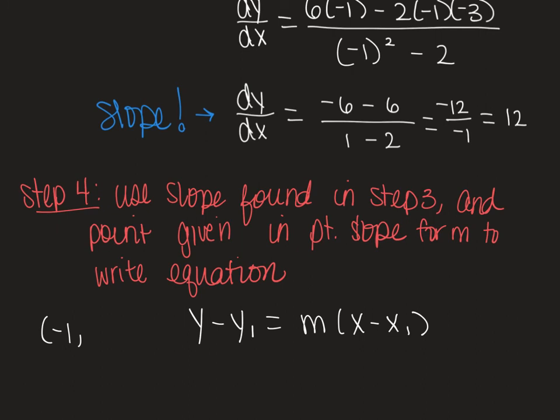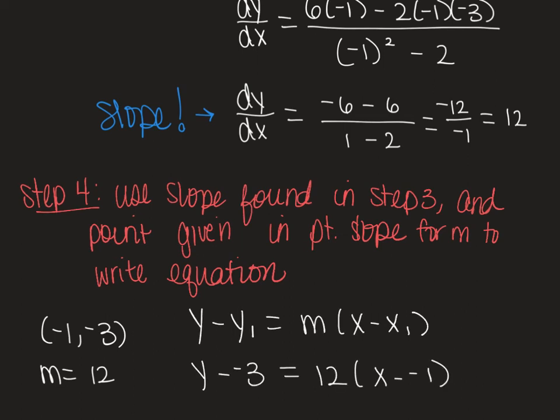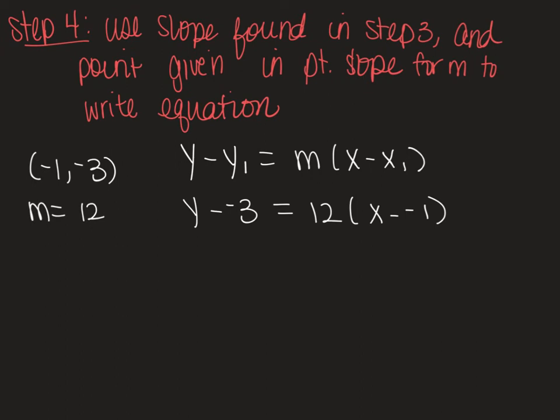Our point was -1, -3, and our slope we found in step 3 was 12. So when we're getting this set up, it's going to look like y minus -3 equals 12 times x minus -1. Then you just want to simplify anything you can. So this is really y plus 3 equals 12 times x plus 1. Now, if your question's asking for your answer in point slope form, this is it.